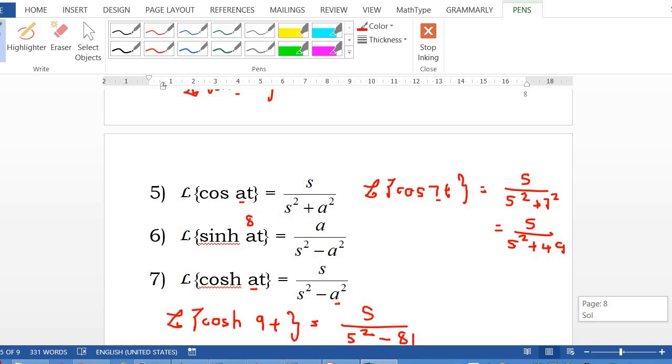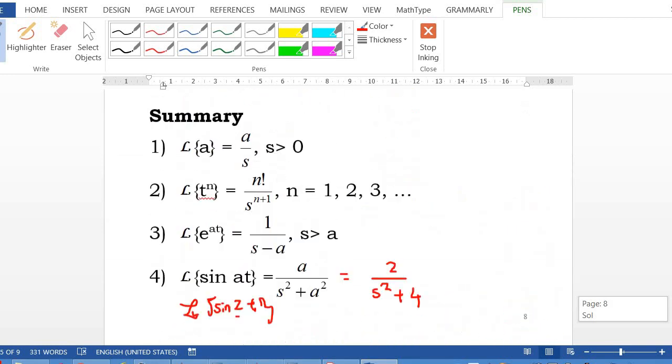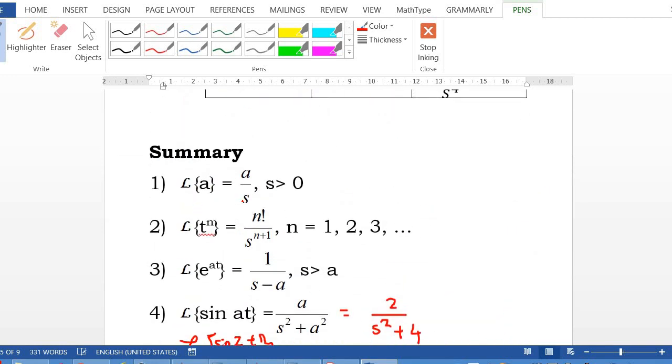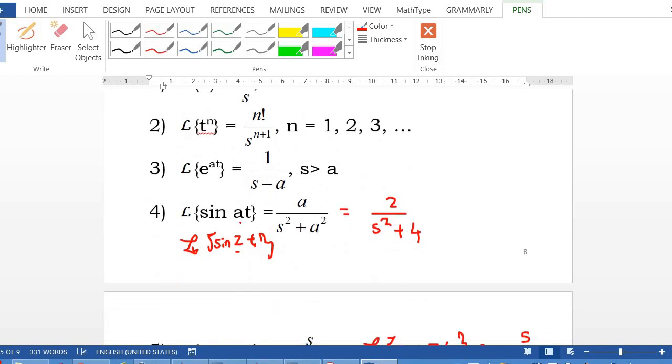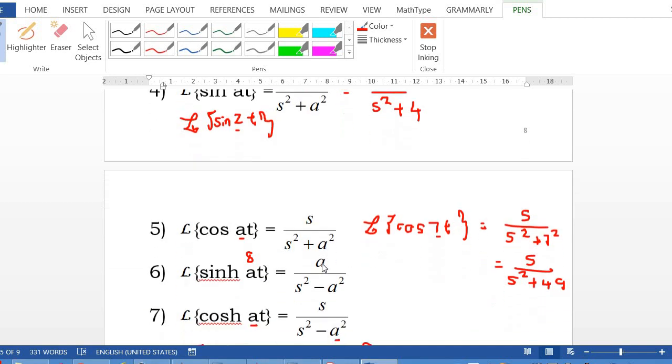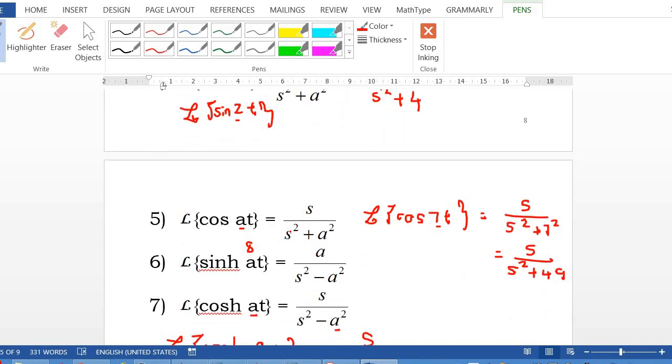So we have derived, I think, 6 formulas. Laplace transform for a is a over s. Laplace transform for exponent at is 1 over s minus a. Laplace transform for sin at is a over s squared plus a squared. Laplace transform for cos at is s over s squared plus a squared. Laplace transform for hyperbolic sin at is a over s squared minus a squared. Laplace transform for hyperbolic cos at is s over s squared minus a squared.